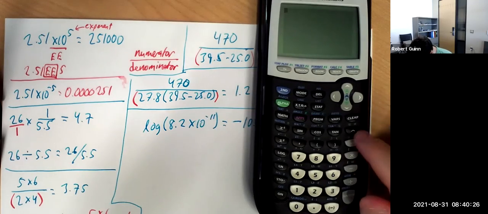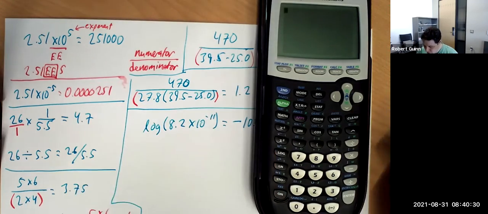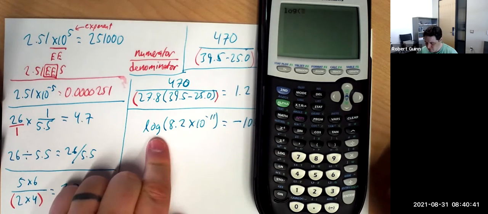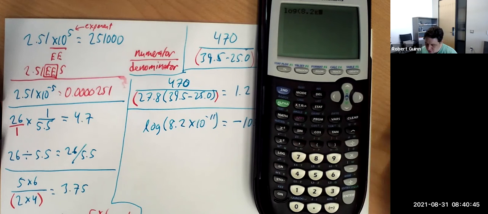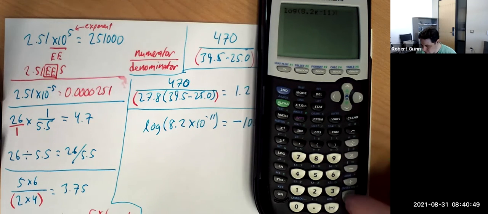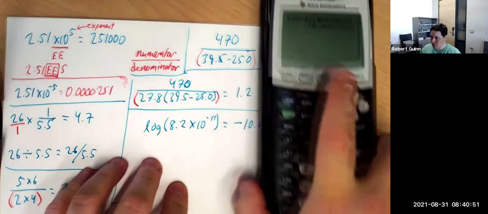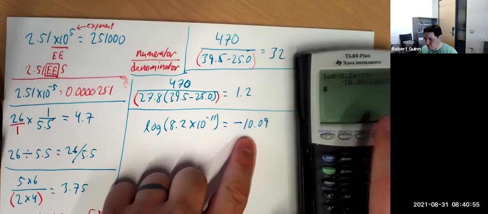So we got to look for it. It's right here, log. So some calculators you hit it first, other calculators you hit it last. So hit log, see what happens. Fine. It actually looks like what we already have. So let's type in the 8.2 times 10 to the negative 11, close parenthesis, enter. And there we go. We get basically the same number, but I rounded.